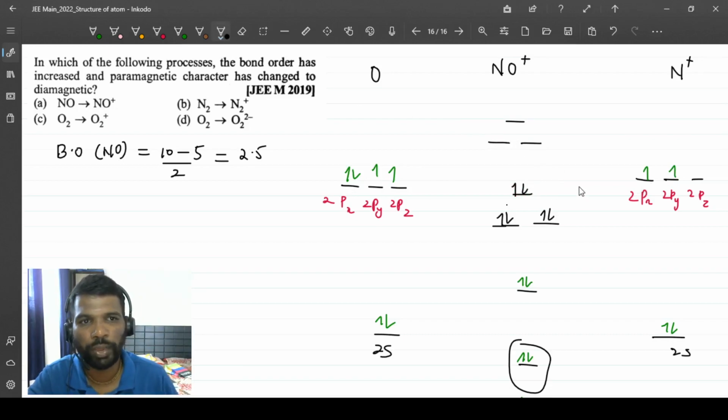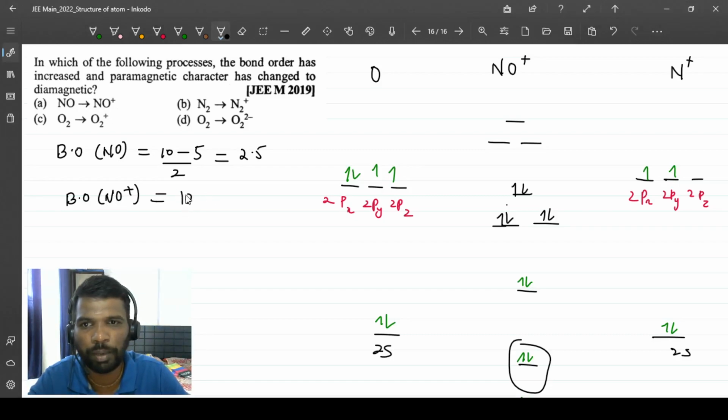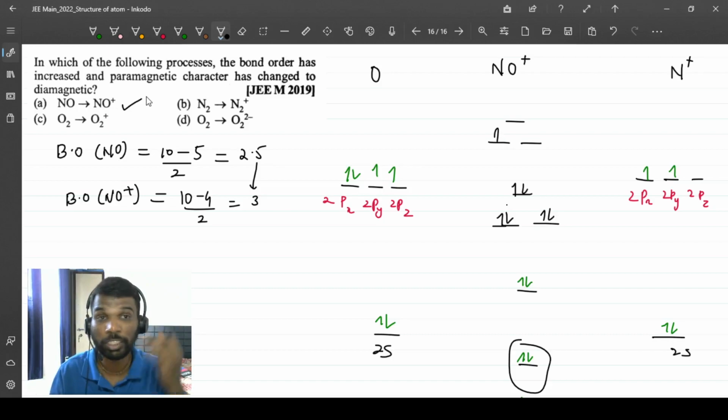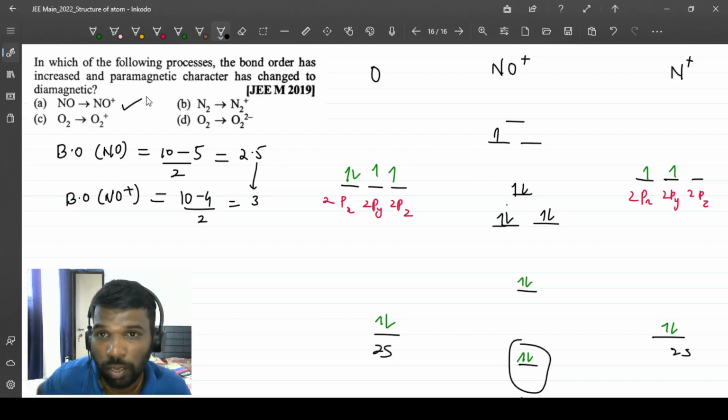When it was NO, the bond order is 2.5. For NO plus, the electrons in bonding will remain the same, 10, and anti-bonding will be 4, since one electron is not there, divided by 2, which is equal to 3. The bond order has increased from 2.5 to 3. What about magnetic character? It was paramagnetic, and it has changed to diamagnetic. So option A itself is correct. Let's check the other options also.